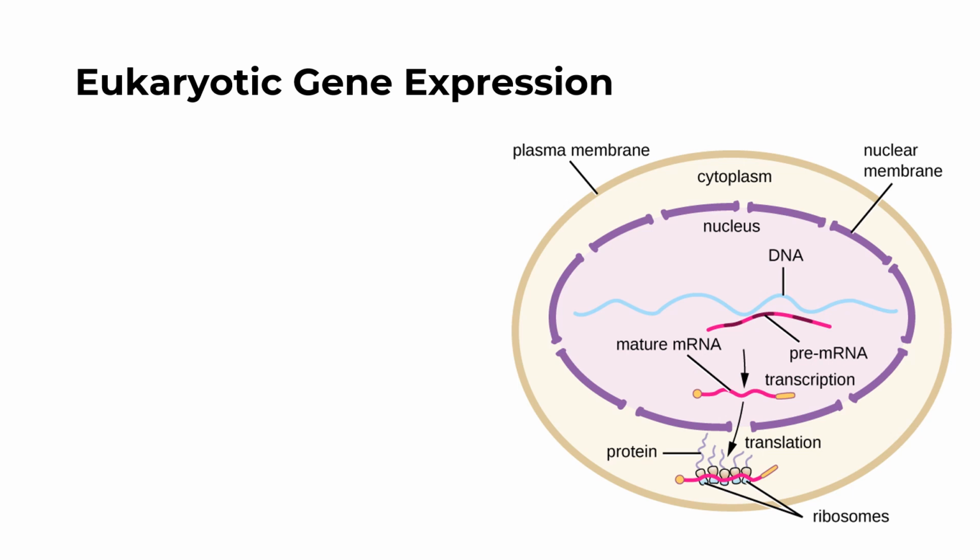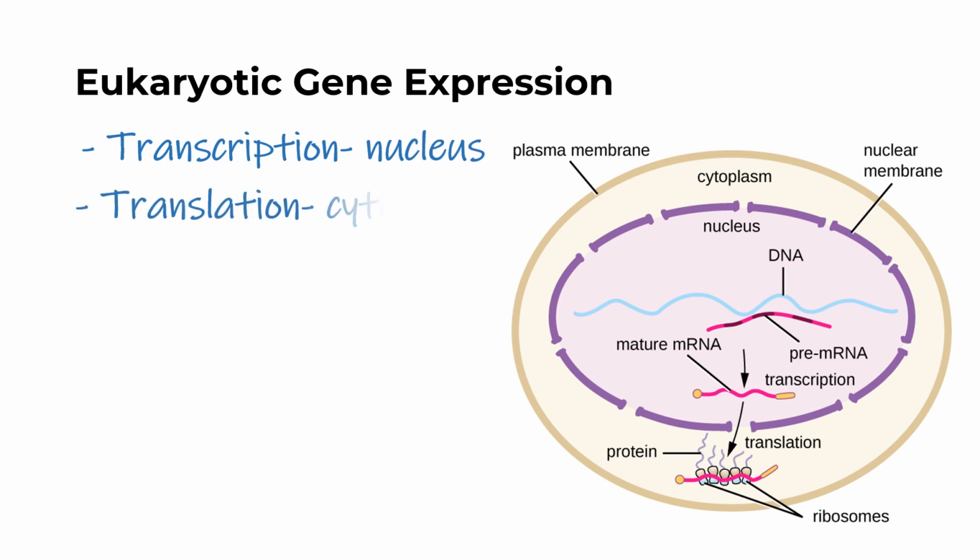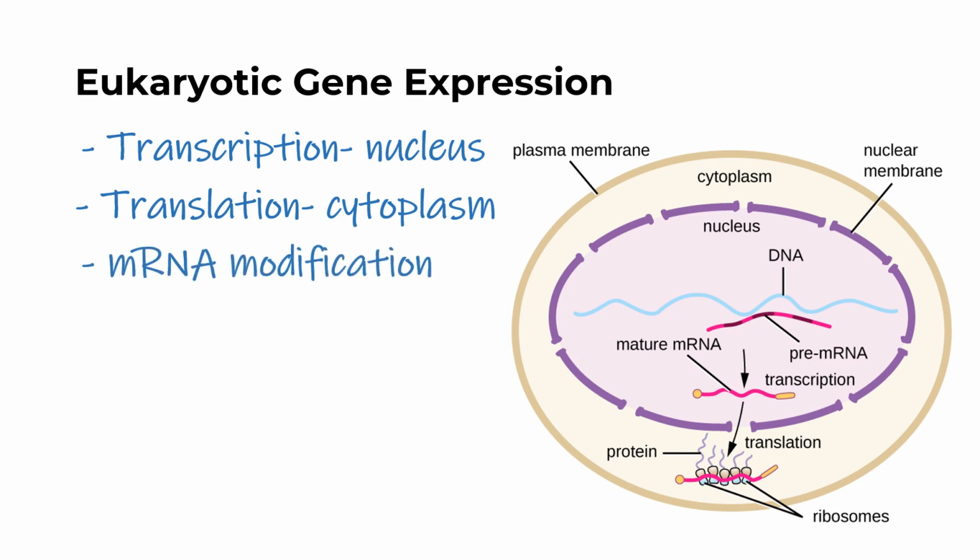In eukaryotes, gene expression is somewhat more complex. Transcription occurs within the nucleus, while translation occurs in the cytoplasm of the cell. There is no coupled transcription and translation. The mRNA molecule must be modified before it's even able to leave the nucleus.